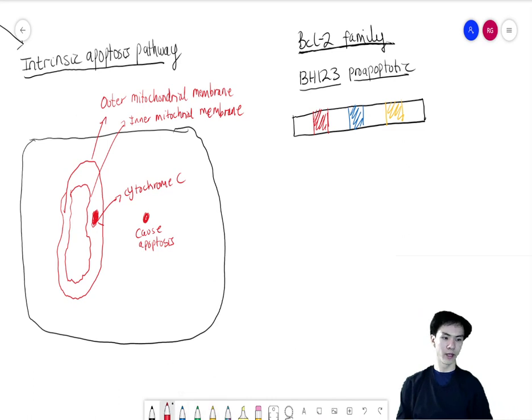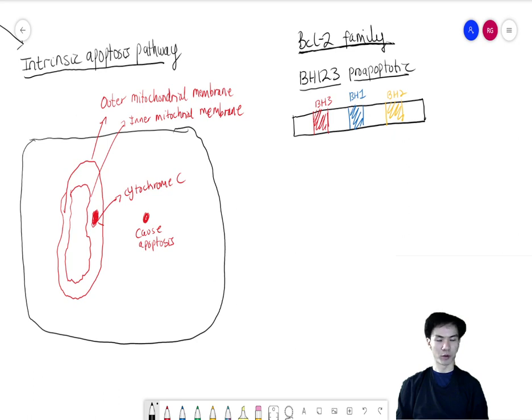So BH3, and it's going to have BH1, and on the other end it's going to have BH2. So it has these 3 domains. And remember, domains are just conserved protein structures. So parts of a protein, or a particular building block, or a module of a protein that's found in many other proteins as well. So your BH domains are going to be found in many other BCL2 family proteins.